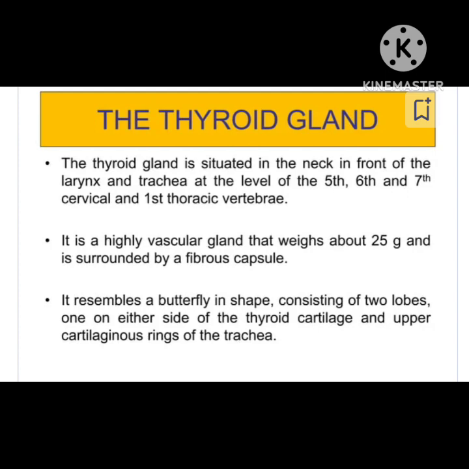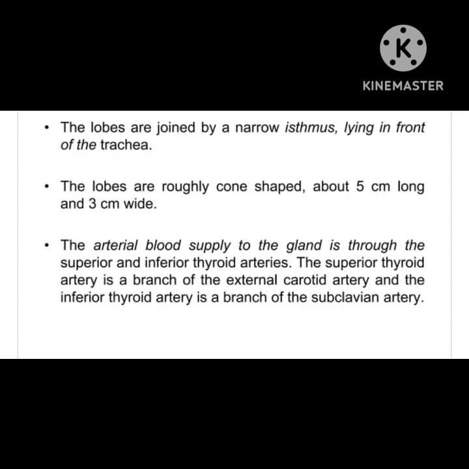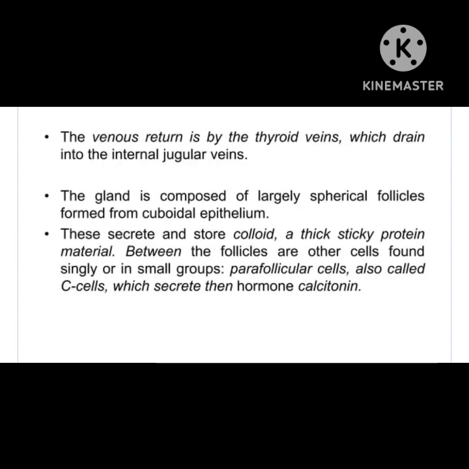Next is the thyroid gland. The thyroid gland is situated in the neck, in front of the larynx and trachea, at the level of the 5th, 6th and 7th cervical and 1st thoracic vertebrae. So you have to learn the position of the thyroid gland. The lobes are joined by a narrow isthmus lying in front of the trachea. It is about 5 centimeters long and 3 centimeters wide. The venous return is by the thyroid veins, which drain into the internal jugular veins.